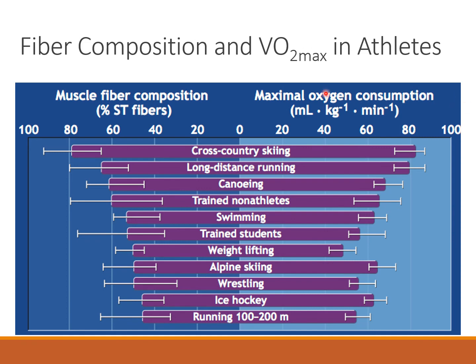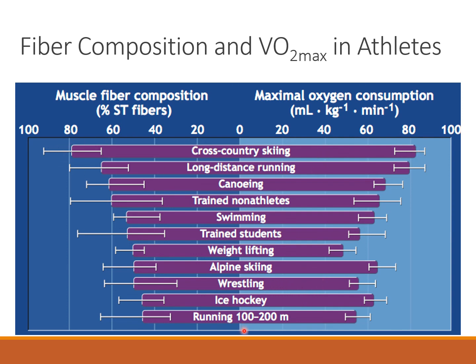So here's fiber composition and VO2 max in athletes. Not really something you need to know, but just a cool graph to show you what the muscle fiber composition is in different athletes and that relation to their VO2 max. So you can see cross-country skiing, they have a bunch of slow twitch fibers because they're doing lots of aerobic work. Their VO2 max is super high.